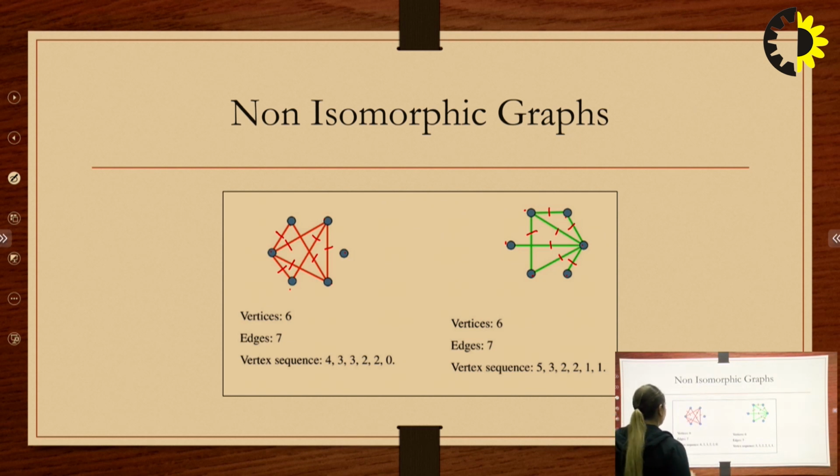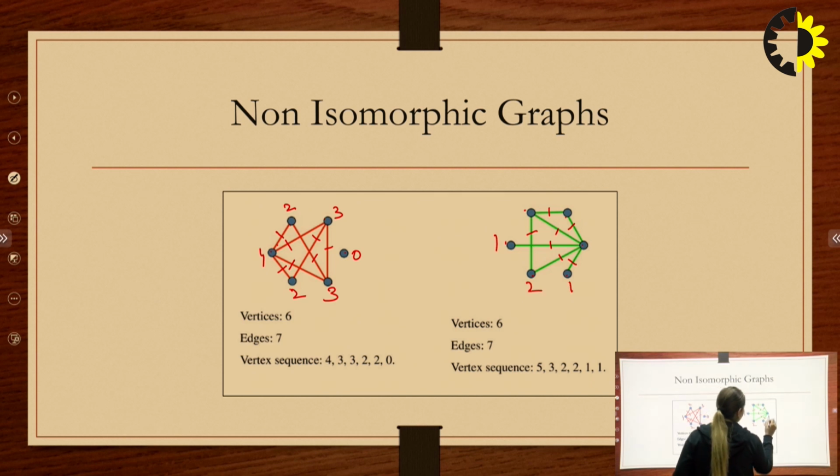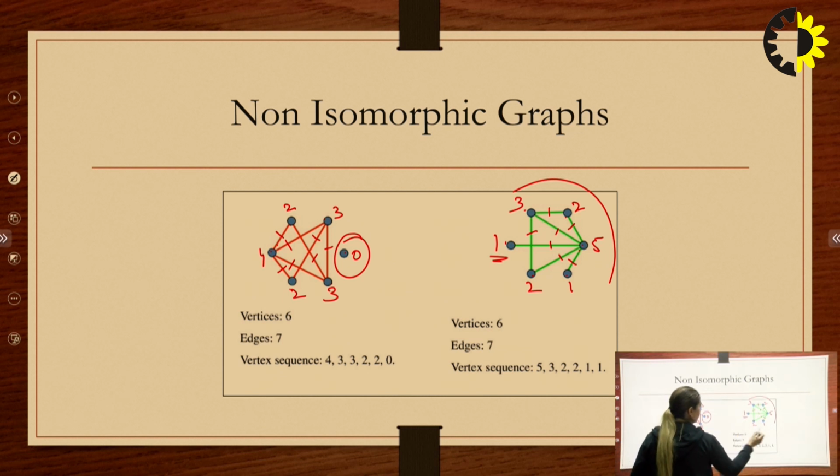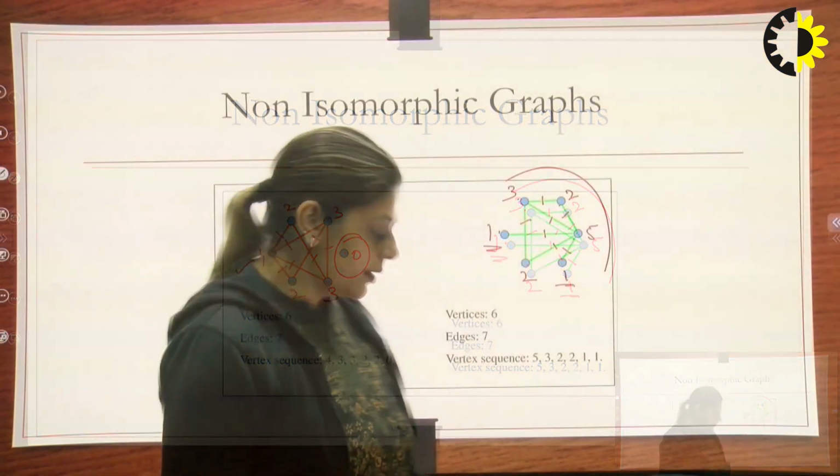Now check the degree. 2, 1, 2, 3, 4, 4, 1, 2, 2, 3, 0, 3. Right? Here 1, 2, 1, 1, 2, 3, 4, 5, 2, 3. You can check that the degrees of vertices are not the same. Here we have a 0 degree vertex. Here there is no 0 degree vertex. There is a 1 degree vertex here, but here there is no 1 degree vertex. So these are the reasons why these two graphs are not isomorphic graphs.